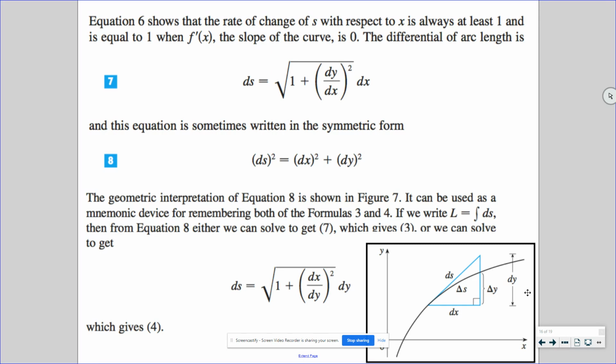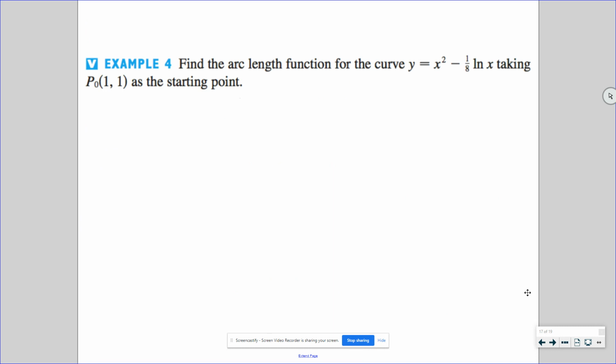Okay, so this is just a geometric interpretation of what arc length is. We kind of already looked at this. So this is just reiteration of something we've already seen. Let's go to an example so I can show you what arc length function means.